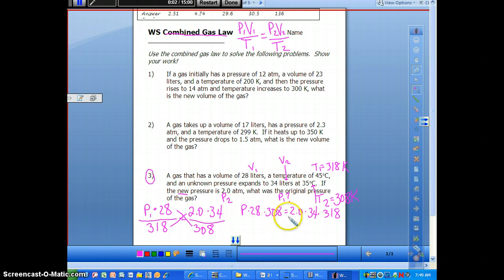Get P by itself by dividing both sides by 28 times 308. When you put that in your calculator, I'd probably multiply all of these, write that number down, multiply these two, write that number down, and then divide. Otherwise, you might make a simple math error. And we'll keep this with a 1 here, because that's our first pressure that we're trying to solve for. I'll give everybody a second to solve that.